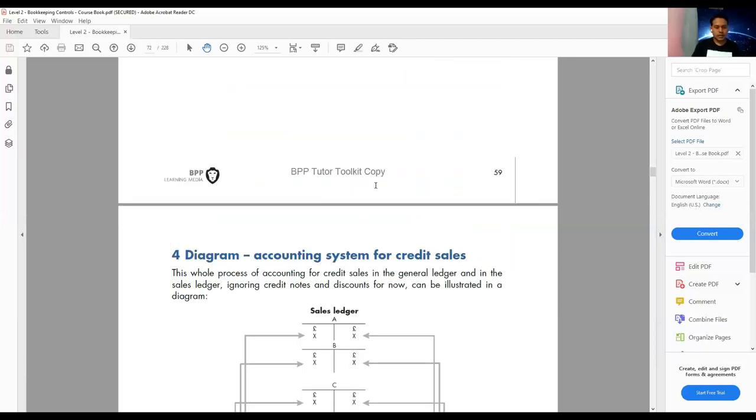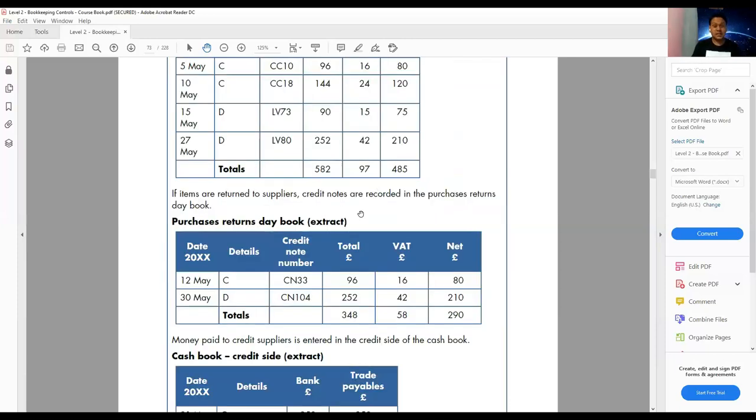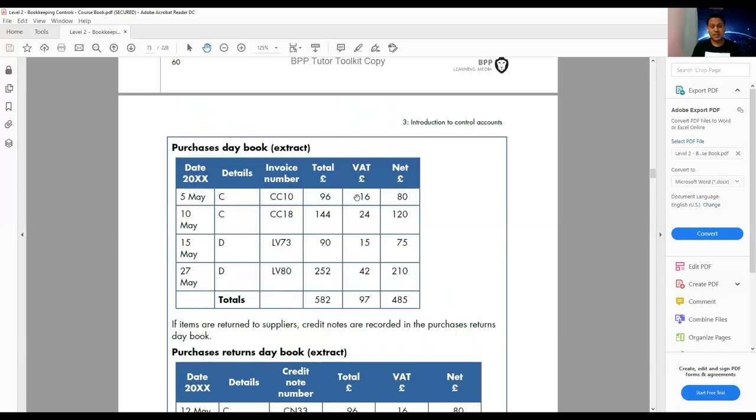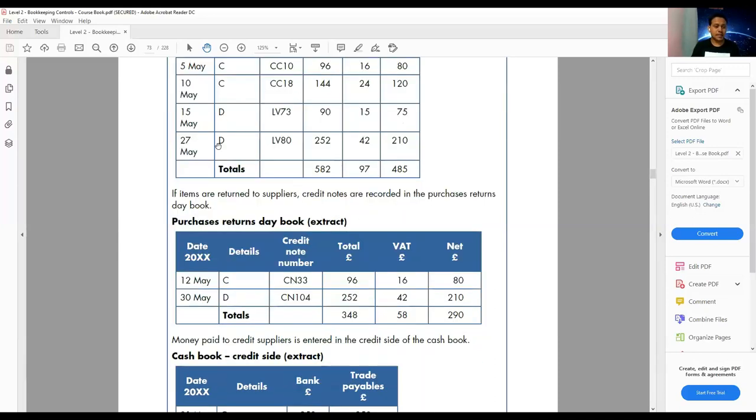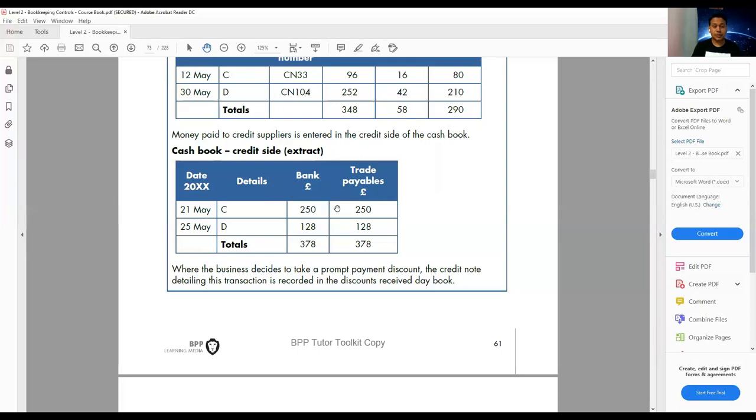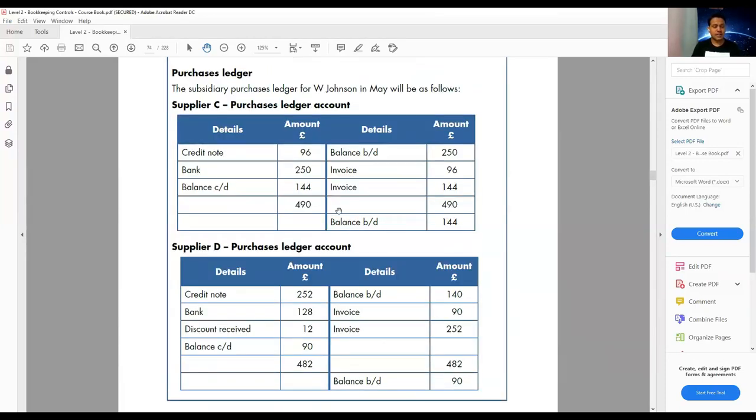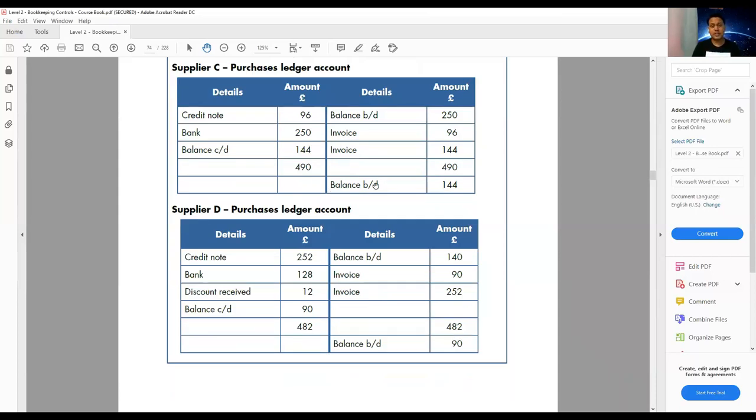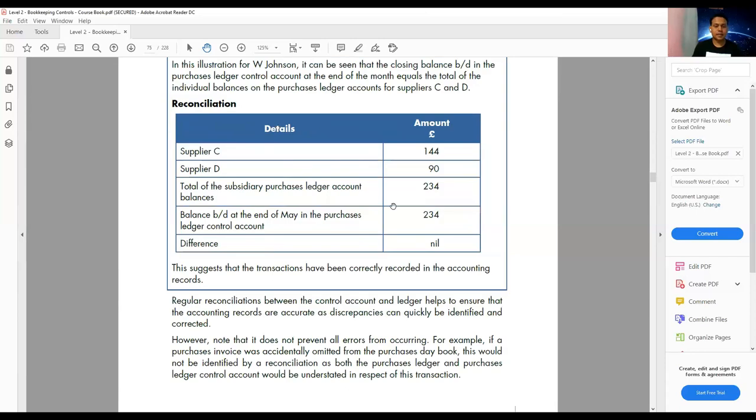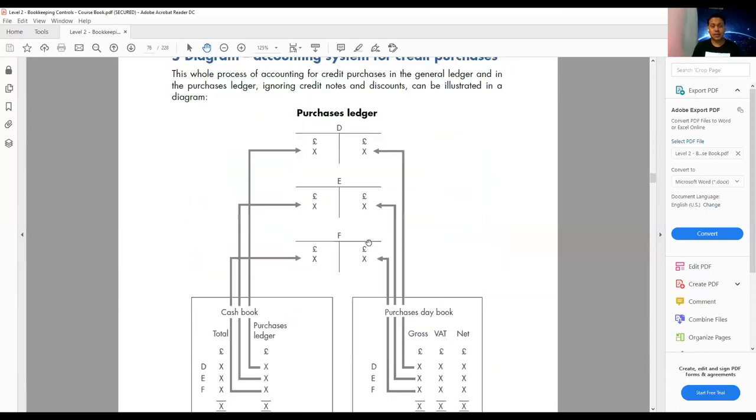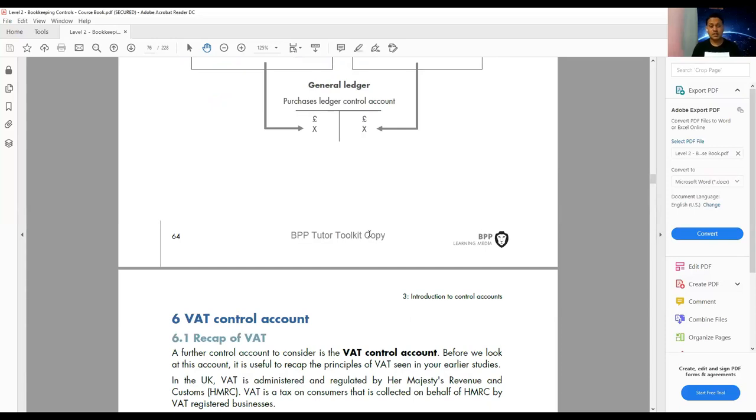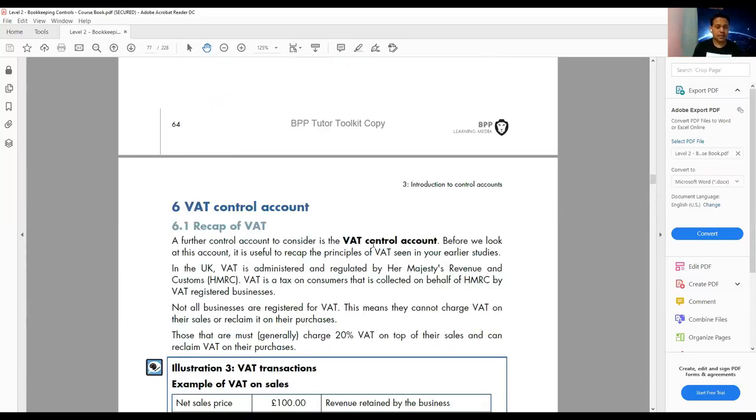All right, so let's move on to our purchase day book. It's the same story. Purchase day book, purchase return, cash book, this time the credit side, and discount received day book. We have customers C and D. You can read it yourself. That gives you the same thing. The way we reconciled before, we do the same thing. You can see that example later on, but it's just the opposite of sales ledger control, that is purchase ledger control.